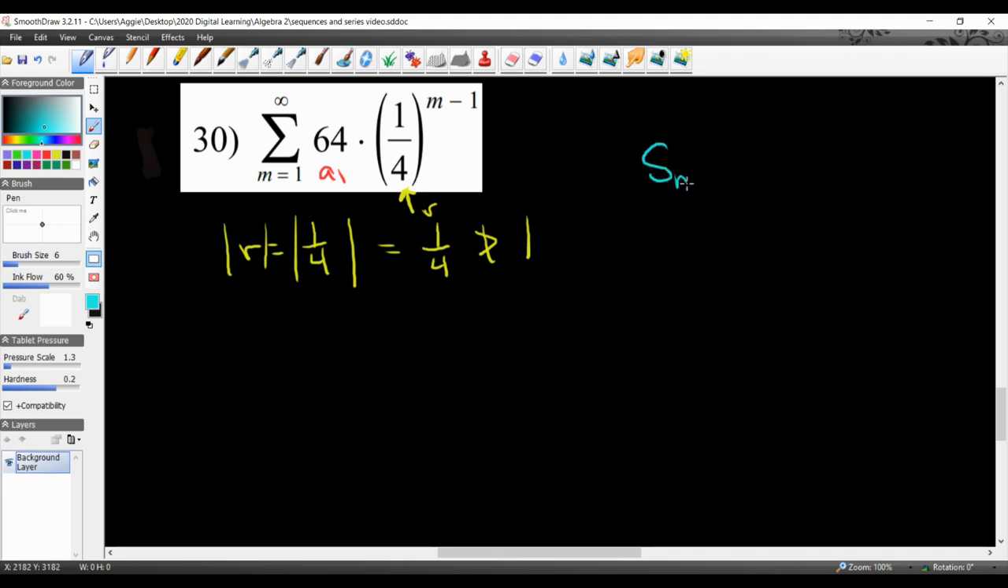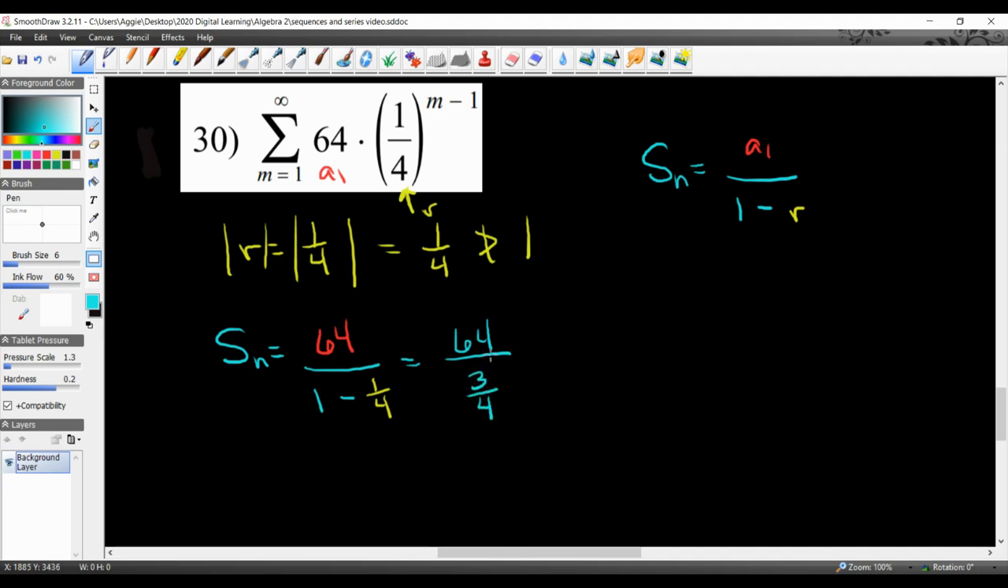So our formula is S of n is equal to a sub 1 divided by 1 minus r. Okay, so I'm just going to plug everything in. So let's do that. We can do it over here. So S of n is equal to, our a sub 1 will be 64 in this one, divided by 1 minus 1/4. So just like the problem before, I'm going to leave the 64 on top. And if I take away a fourth from 1, I'm left with 3/4. Think of it like quarters. You take away a quarter, you're left with 3/4.